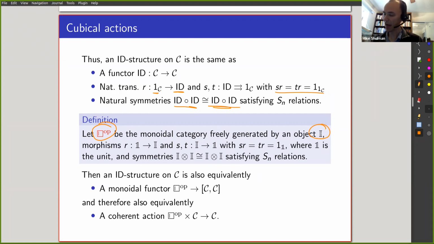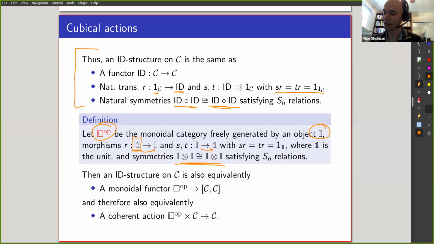And that's going to be acting on C the way by this id, and then it has morphisms from the identity, the unit object. So this bold one here is the unit object, which maps to the interval, and then we have these projections from the interval back to the terminal object. Sorry, the unit object one, which satisfy this relation, and then we also have these symmetries.